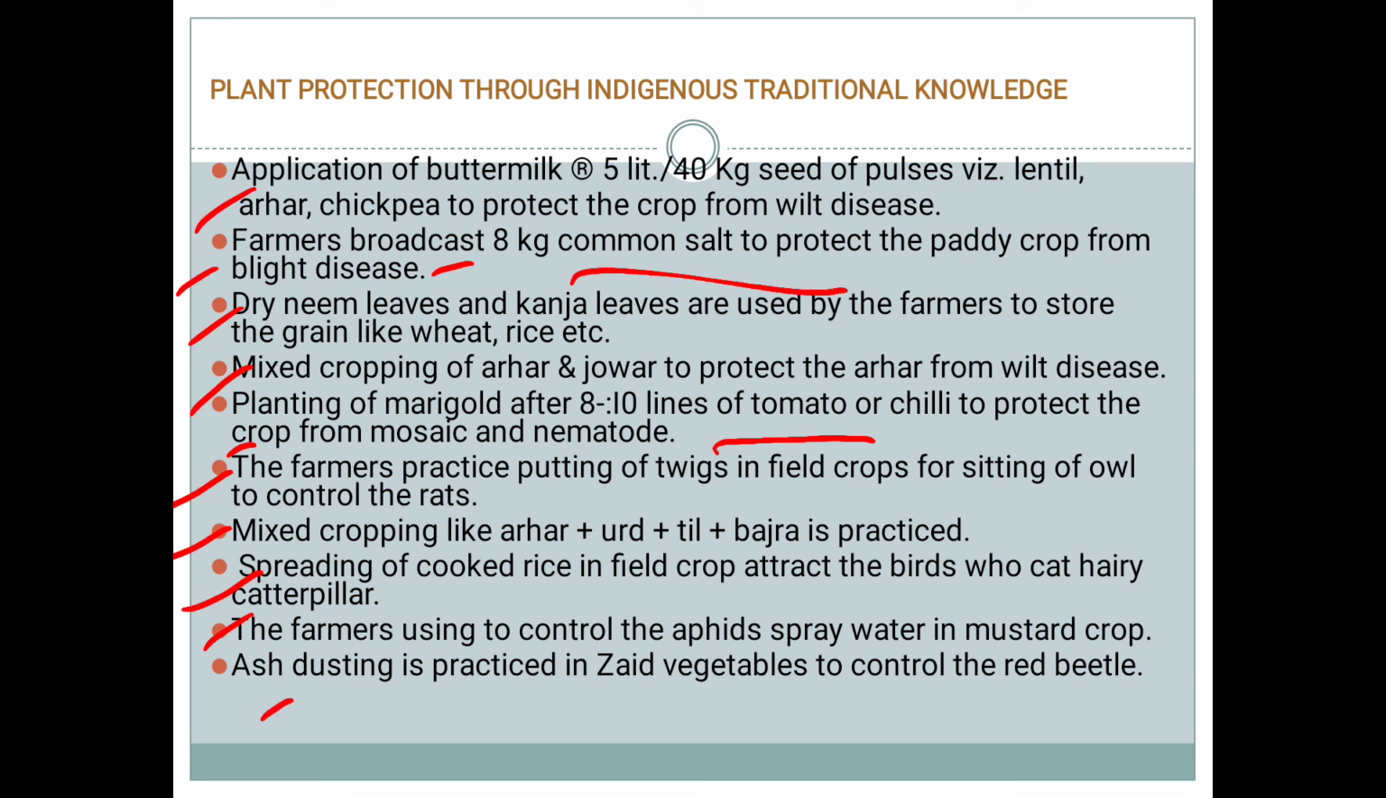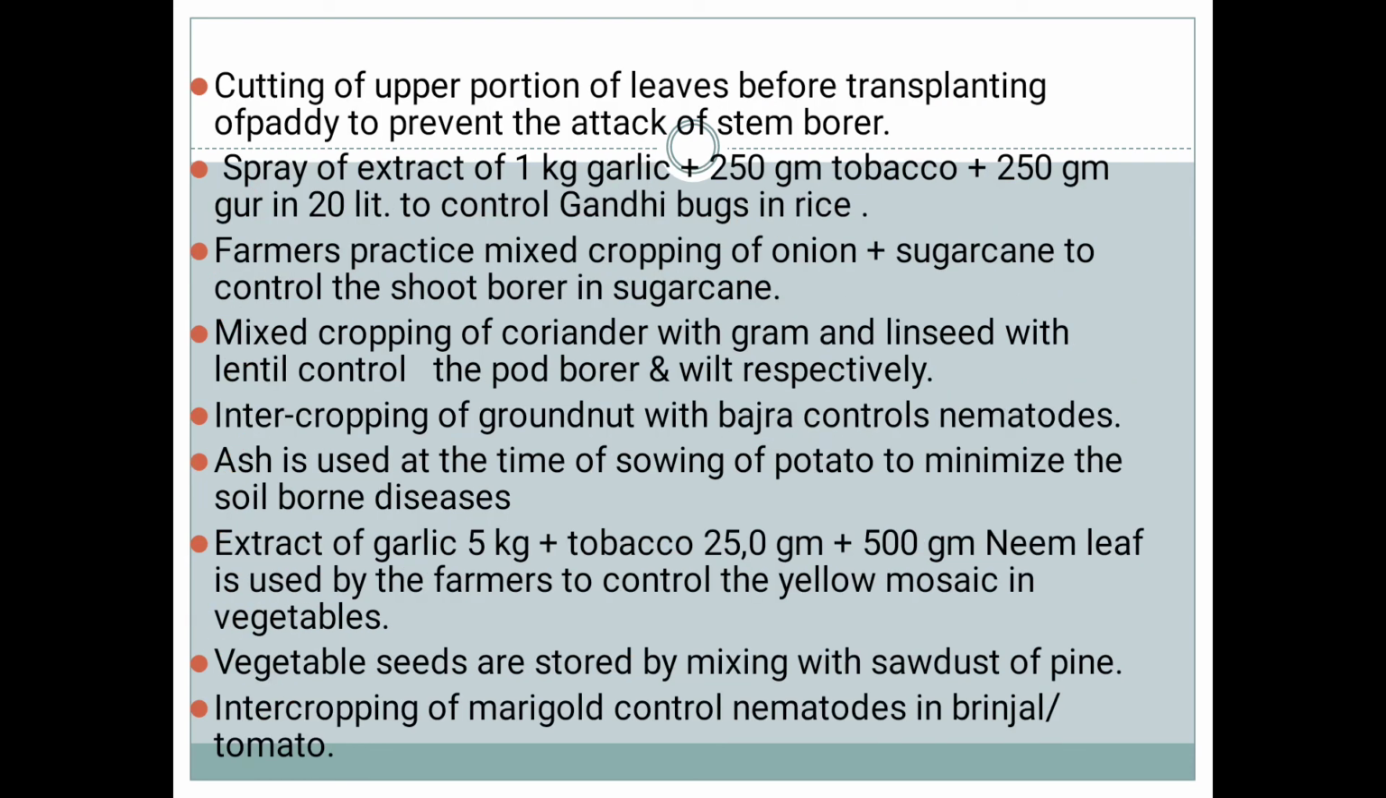Ash dusting is a practice in vegetables to control the red beetles. Cutting off the upper portion of leaves before transplanting of paddy prevents the attack of stem borer. Then spray the extract of 1 kg garlic, 250 gram of tobacco, 250 gram of gur in 20 liters of water to control the Gandhi bug in rice. Gandhi bug is a pest.